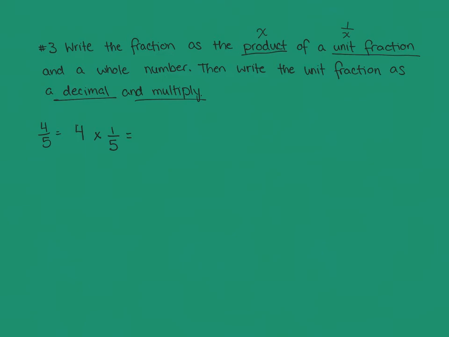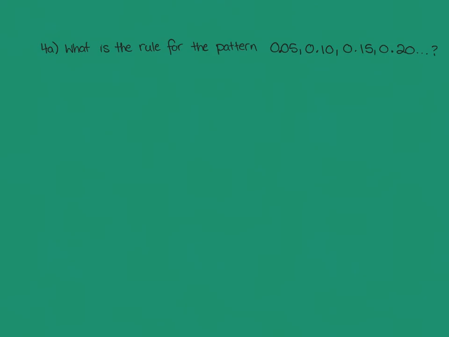Then we look at multiplying a decimal. We're going to keep our whole number as 4 and change 1/5 into a decimal, which we learned in the last question is 0.2. Our final step is to find the answer. So 4 times 0.2 is 0.8.